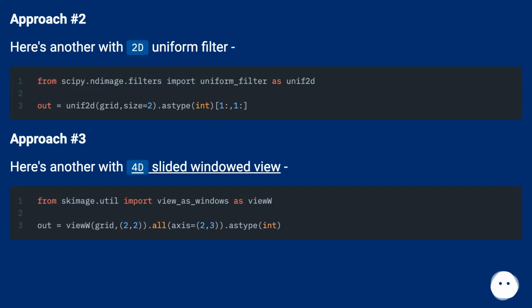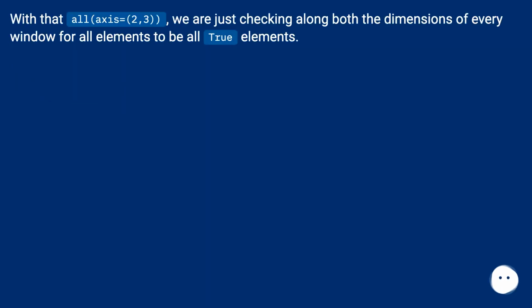Approach number 2. Here's another with 2D uniform filter. Approach number 3. Here's another with 4D sliding windowed view. With that, axis equals (2, 3), we are just checking along both the dimensions of every window for all elements to be all true elements.